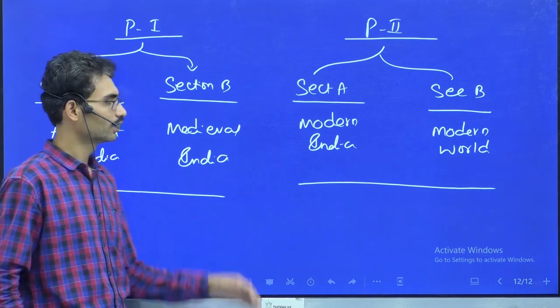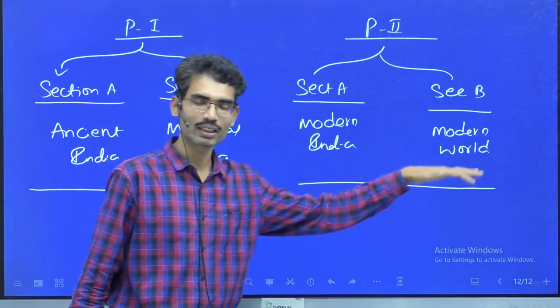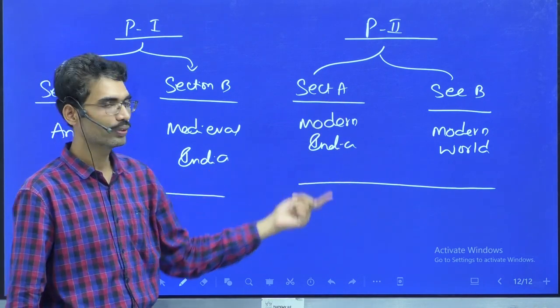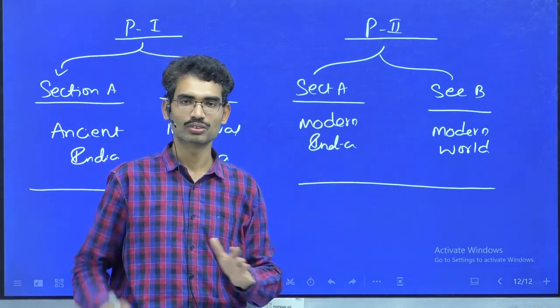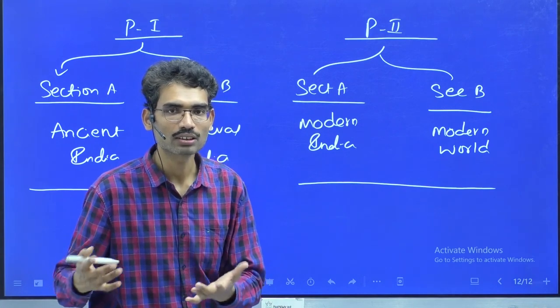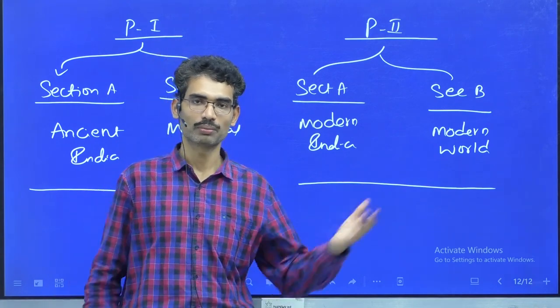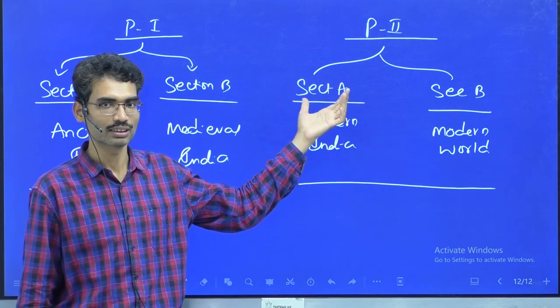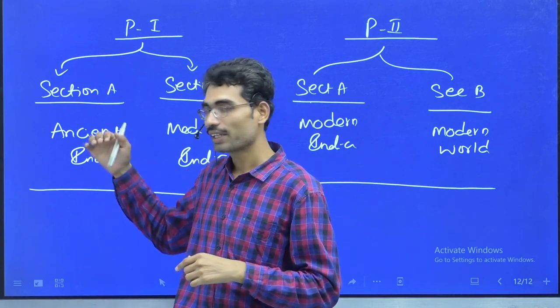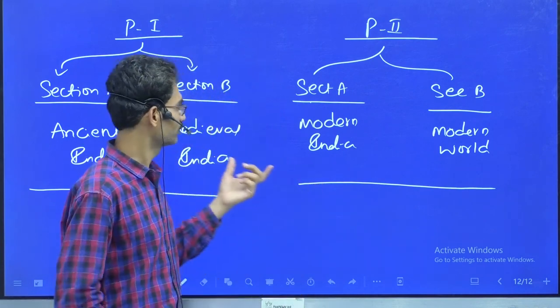Out of 500, a 300 score is very much possible. Even first rank is also possible with history optional. So there is a misconception that history will not give you a good score, but it has given first rank itself. So it all depends on the student and each and every part of the syllabus.